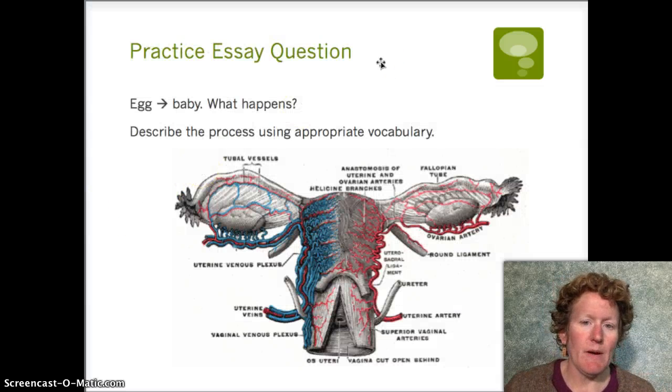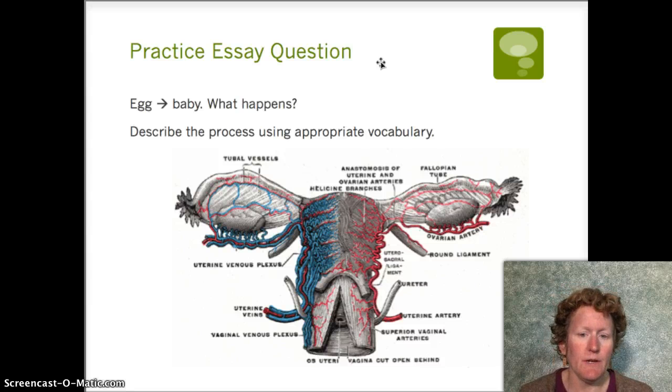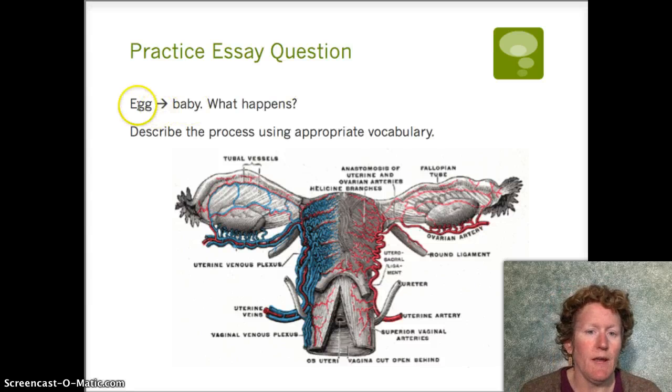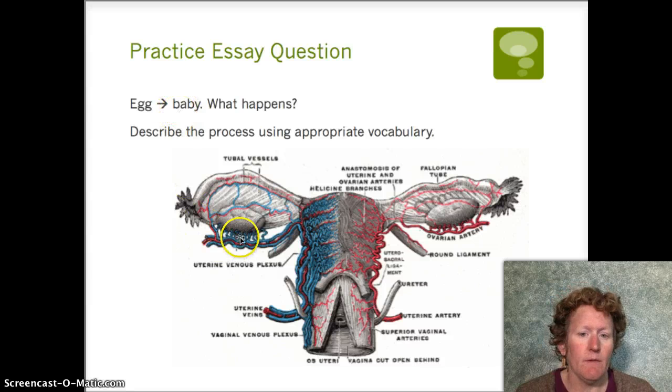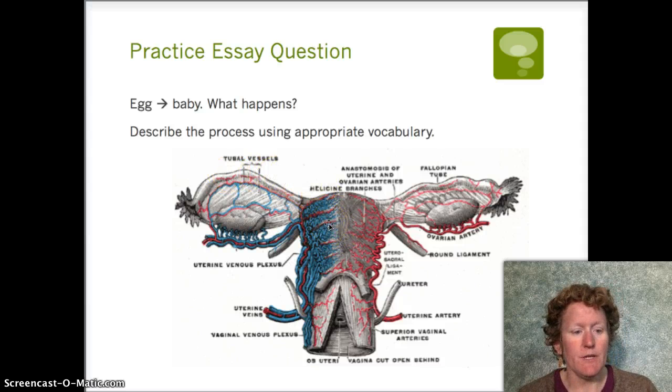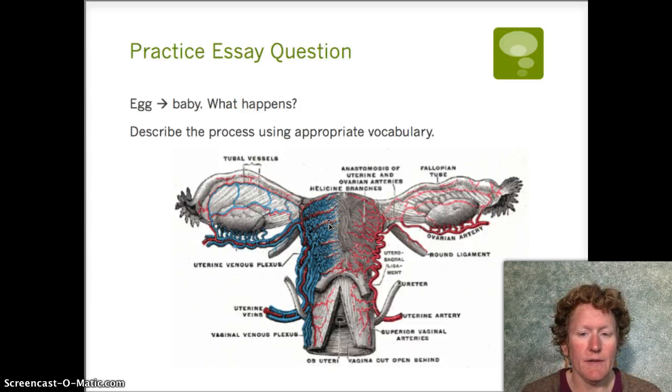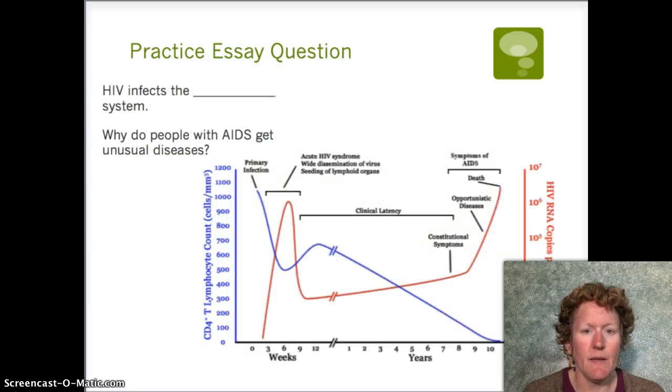Let's talk a little bit about one of the practice essay questions here. What happens between egg and a baby? Remember that eggs start out in the ovary, they travel into the fallopian tube, they get fertilized by sperm, and then they move into the uterus. A placenta forms to nourish the embryo and eventually the fetus. So know that whole story about how you developed if you want to do well on the essay questions.